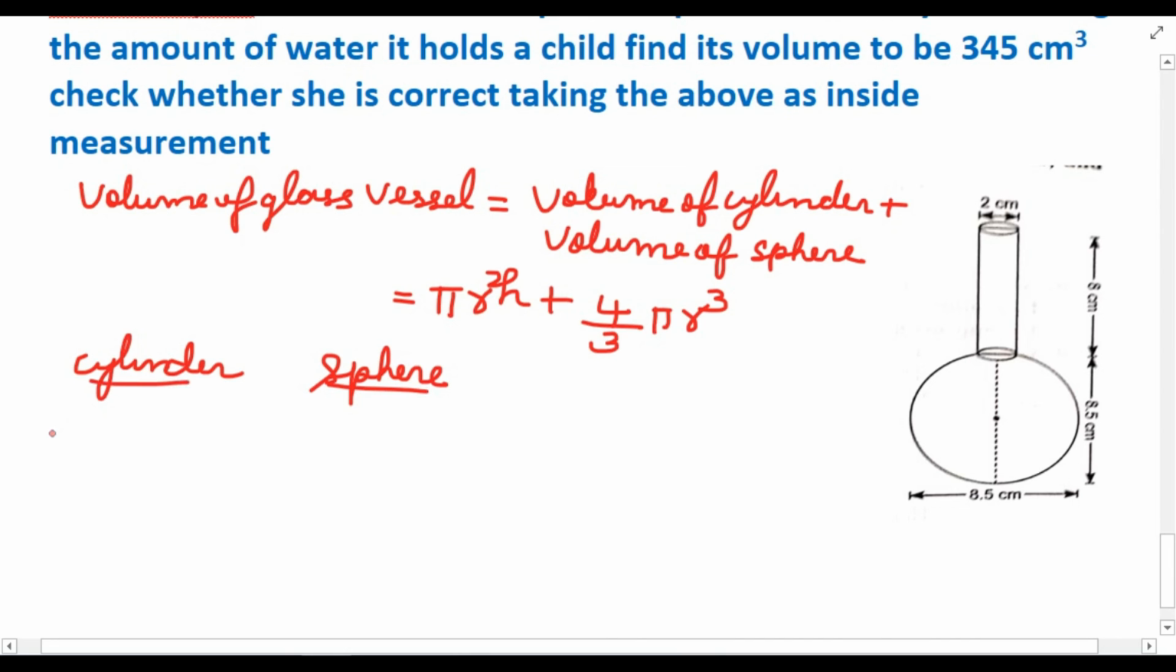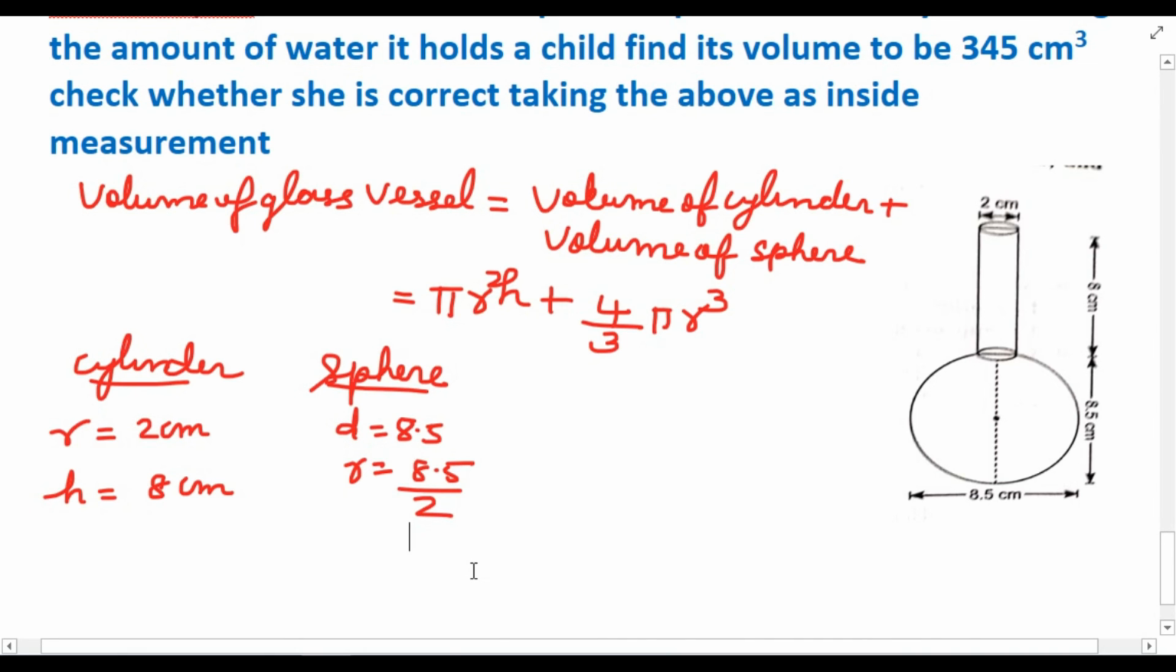The radius and height of the cylinder are given: cylinder radius is 2 cm and the height of the cylinder they have given as 8 cm long. So it is 8 cm. Again, the diameter of the spherical part is 8.5, which means the radius will be 8.5 divided by 2.